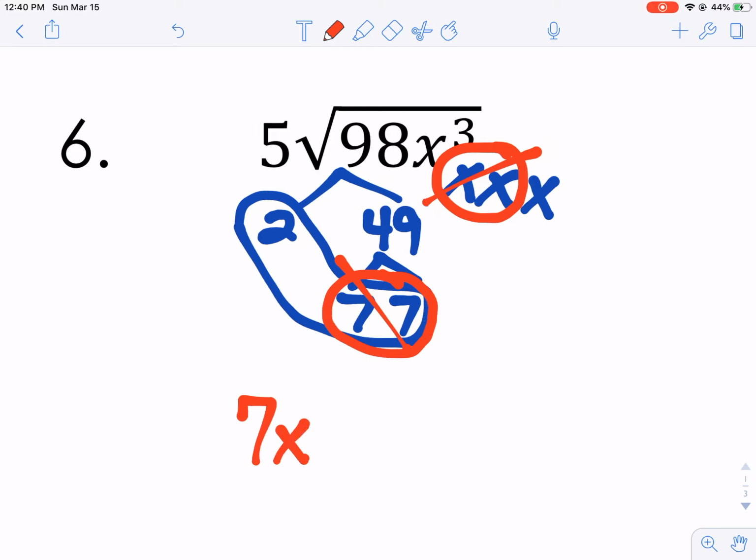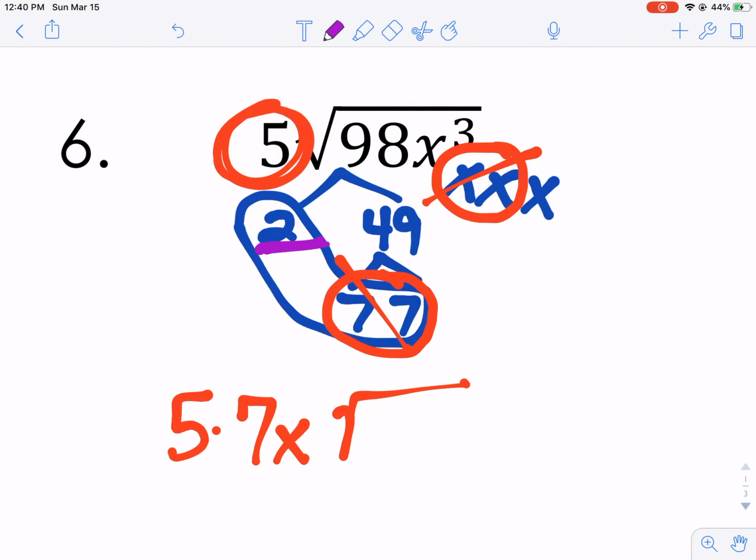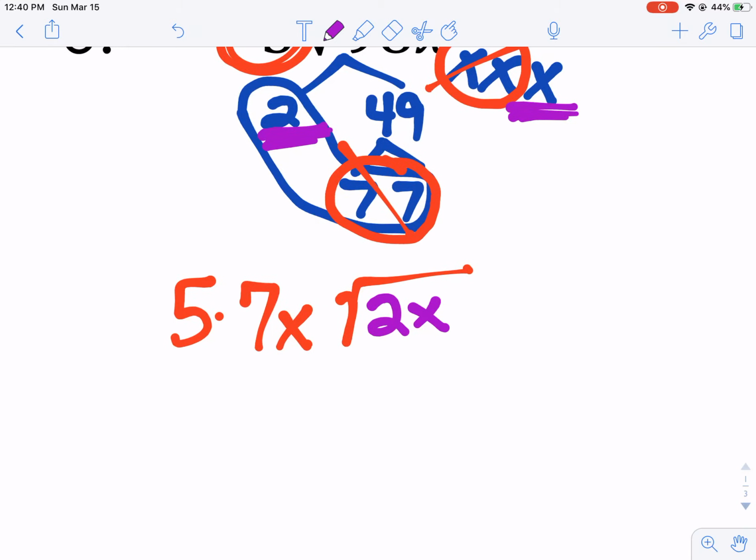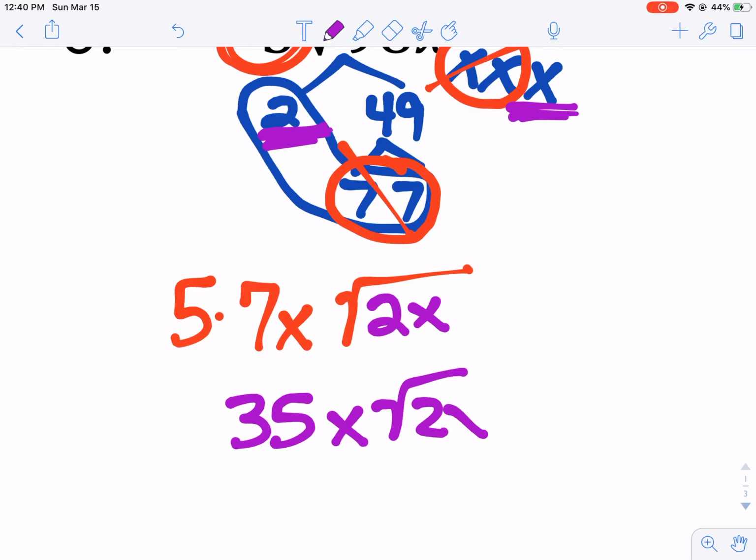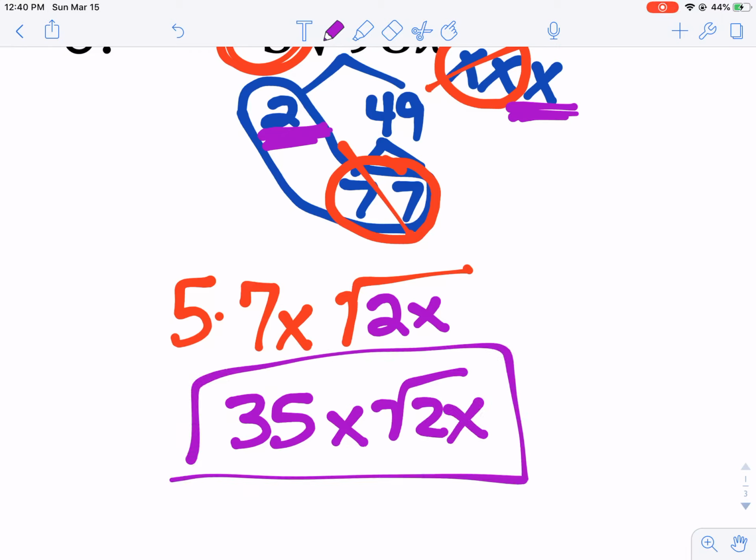Now, we had a 5 out here to start with for the problem. Anything on the outside gets multiplied to whatever comes to the outside. So we actually have a 5 times 7x, and inside parentheses, we still have the 2 from our hockey stick and this extra x over here, so the 2x stays inside. So if we clean up the outside and actually multiply, that's going to give us 35x square root 2x for a final simplified answer.